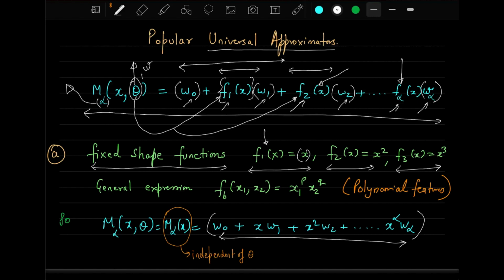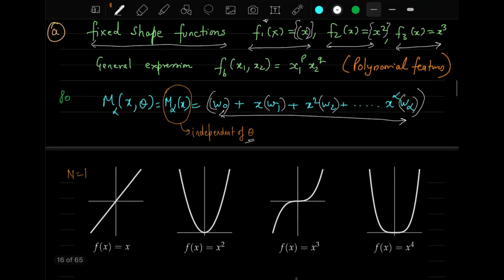One thing to note is that I have replaced f1x with x and f2x with x square. In this particular example, it is independent of theta, so there are no thetas involved in this polynomial expression. The tunable parameters in this case are only the w's, which you can tune in the back propagation process. In polynomial regression there are no thetas within f1x, but when you move to other complex approximators, theta will come. So what are they? Let's discuss that also.